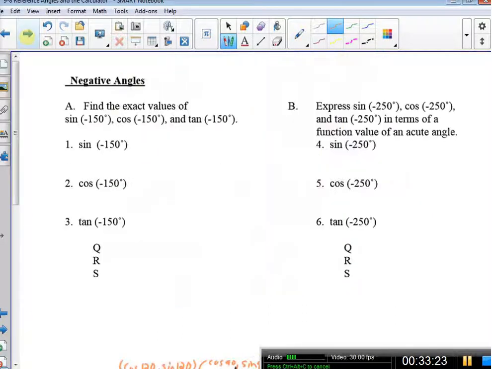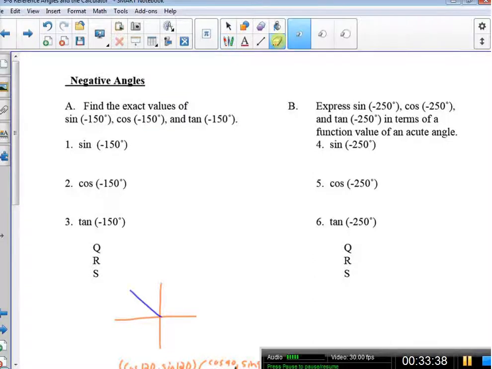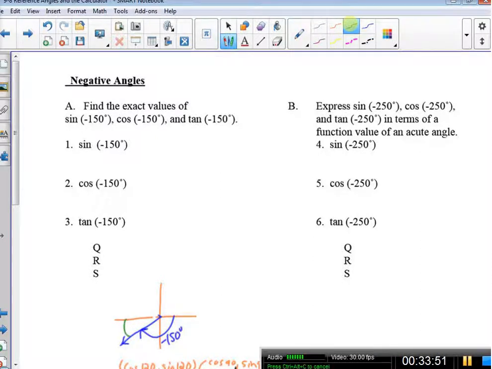Okay. Next page, I'm going to quickly go through a -1 with you, and we'll be done. Okay, so for -150, I am going to draw that in. Oops, wrong way. I need to go negative. So here's -150. So my reference angle is right here. My reference angle is 30. I'm in quadrant 3. And my signs are negative for sine and cosine, and positive for tan.